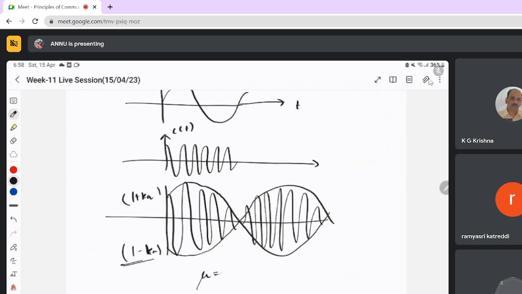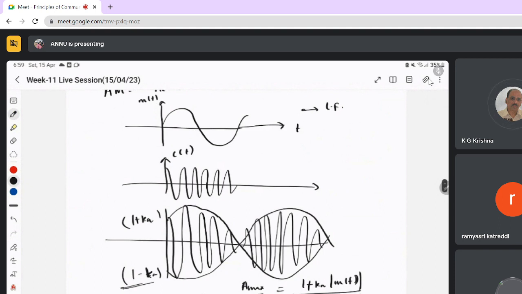Like the modulation index, how will we define it? A max to A min, which was 1 plus Ka m(t) to 1 minus Ka m(t). So actually, the amplitude it is having is the amplitude modulation.